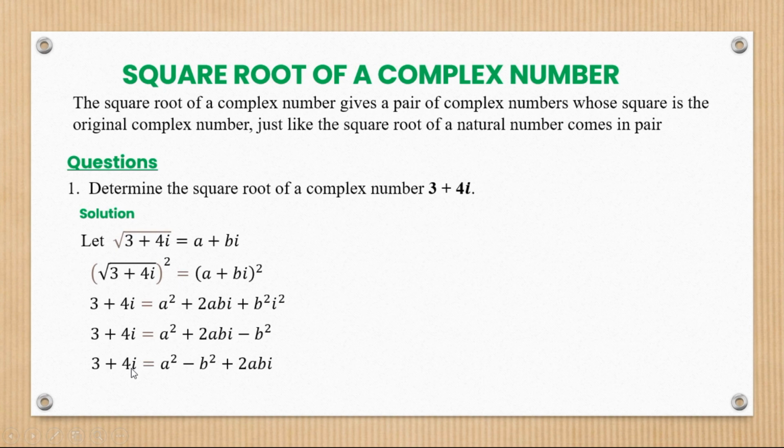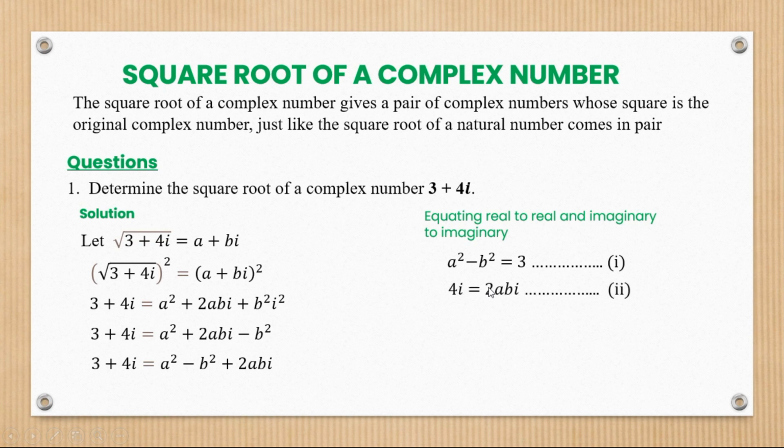After that, we can compare the two different sides of the equal sign. We're going to equate the real to real and the imaginary to imaginary. When we equate the real to real, we can see that 3 is equal to a squared minus b squared. And when we equate the imaginary, we can see that 4i is equal to 2abi, and that is going to be equation 2. So we have a squared minus b squared equal to 3 being equation 1, and 4i equal to 2abi being equation 2.